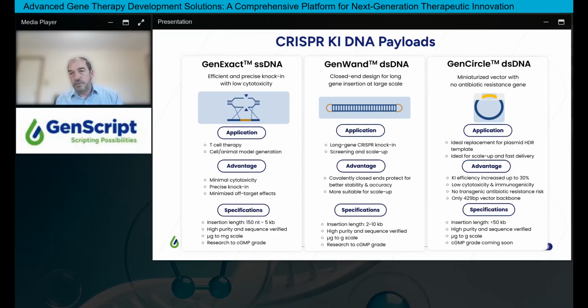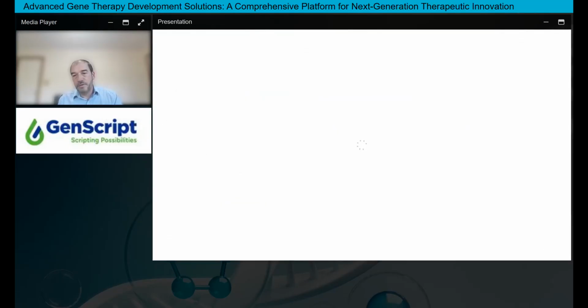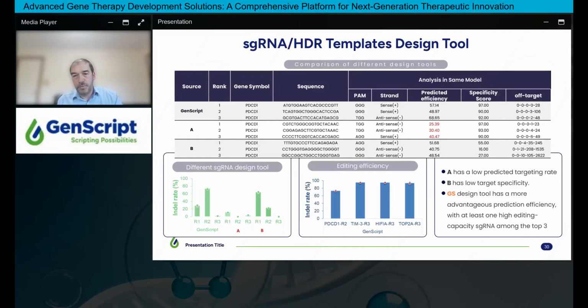We also offer GenCircle double-stranded DNA. Circles are usually very efficient for knock-ins. It increases knock-in efficiency up to 30%. It has very low cytotoxicity and immunogenicity, and does not have any antibiotic-resistance genes in the backbone. The backbone is only 428 bases and is very small. The circle template allows you to insert genes as large as 50 bases. So we offer a number of these for research use as well as in GMP production.